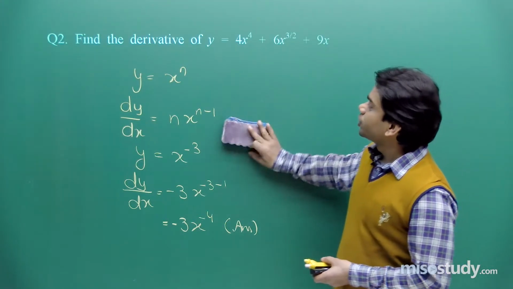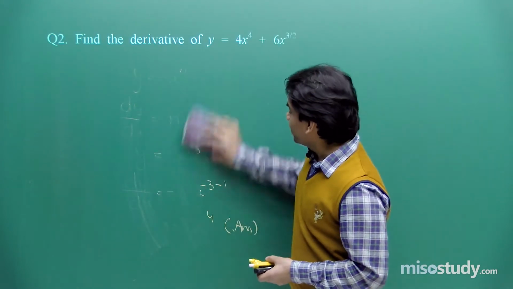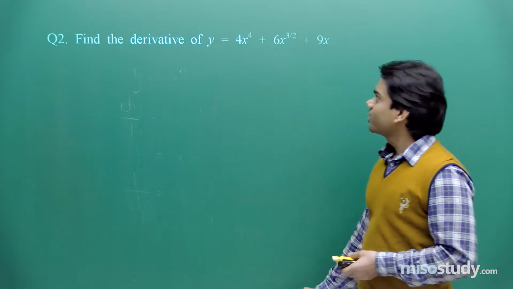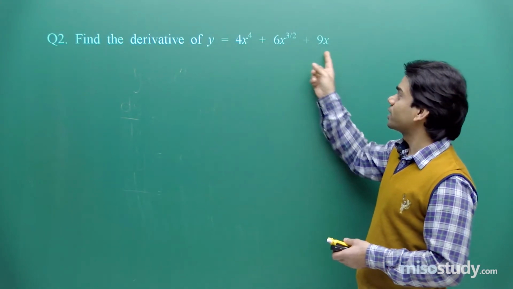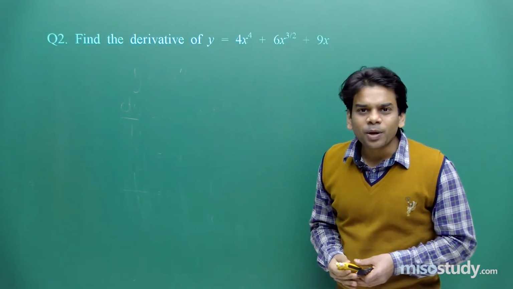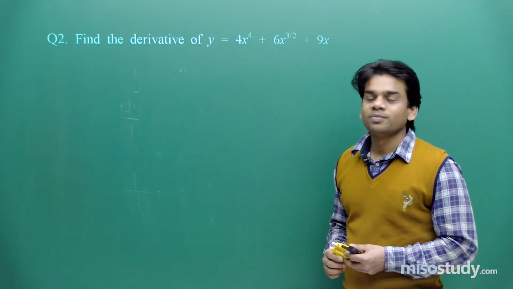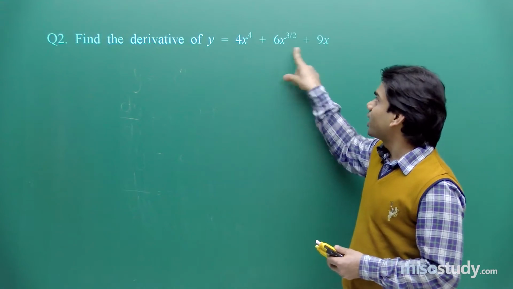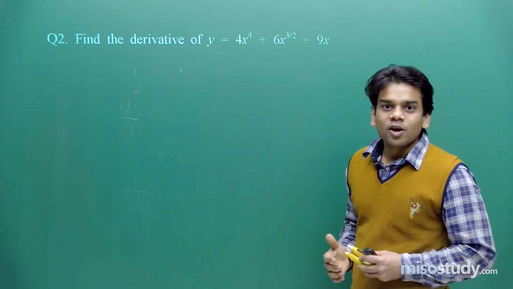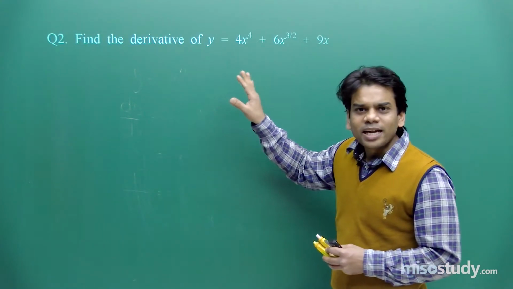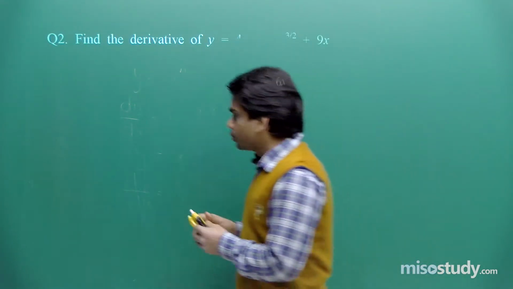Now for the second question, we want to find out the derivative of y equals 4x power 4 plus 6x power 3 by 2 plus 9x. Again, a simple problem. Here we have several functions in addition with each other. You see one function, second function, third function, all are added. Only thing we have to use individually the formula, that is y equals x power n. So let's go ahead, let's use them.